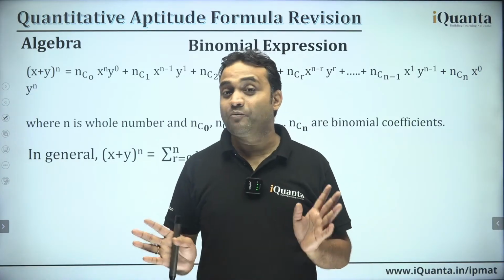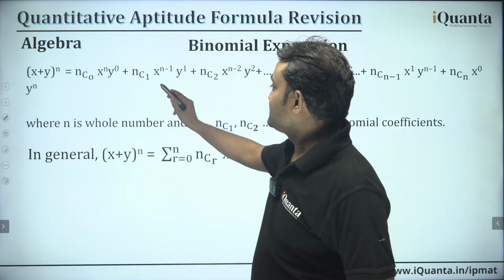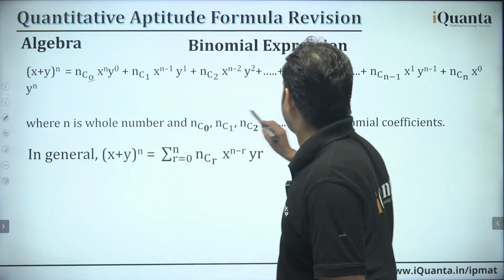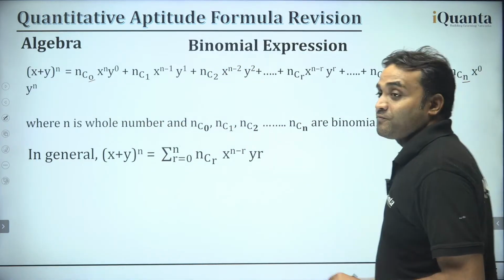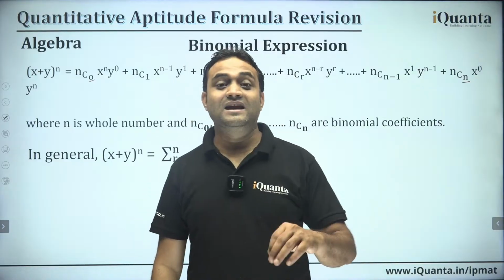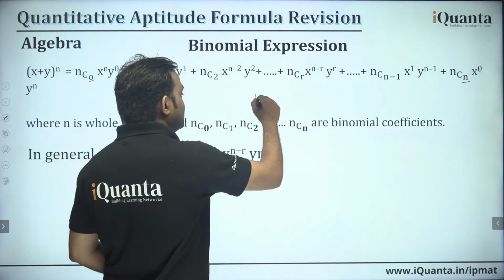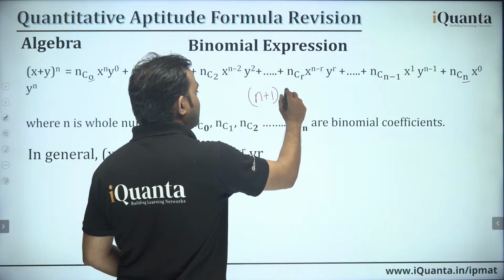Now you can see how many terms there are. Starting with nC0, we are finishing with nCn. So from 0 to n, there are n plus 1 terms. How many terms are there? There are n plus 1 terms.